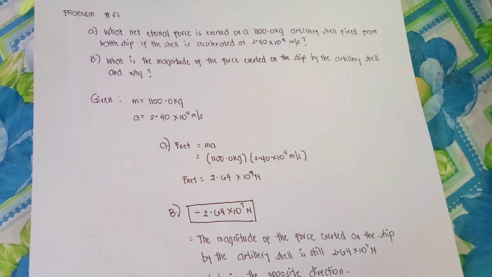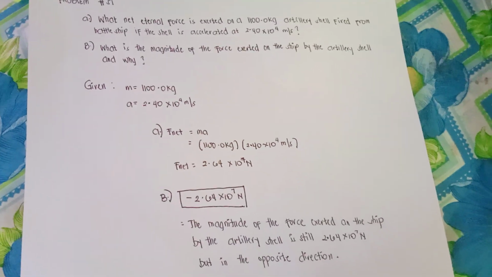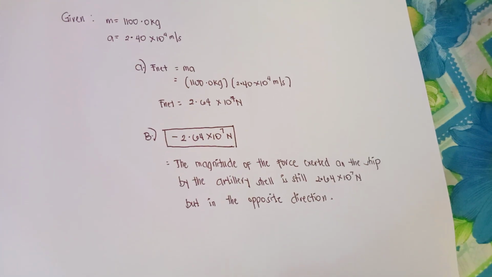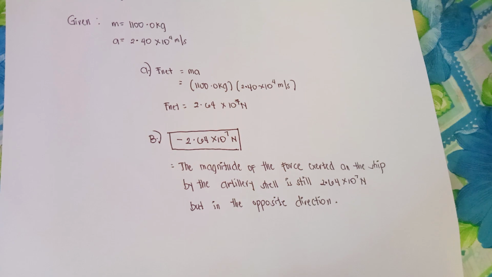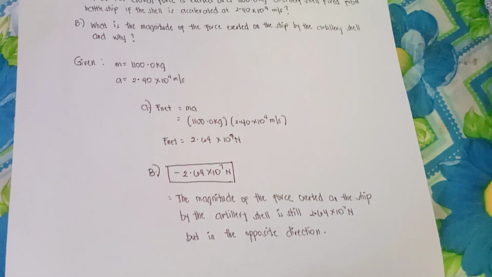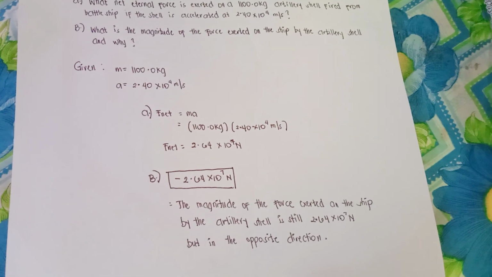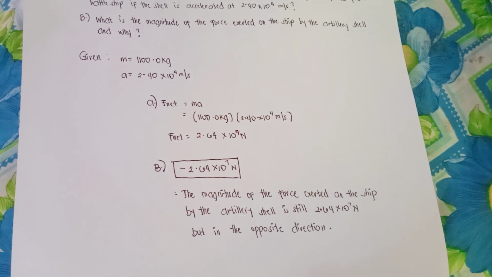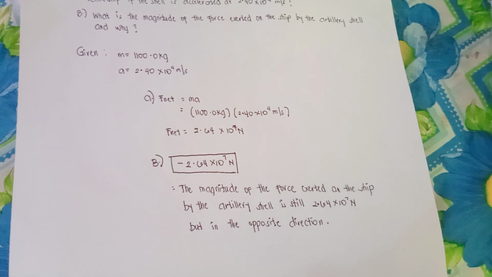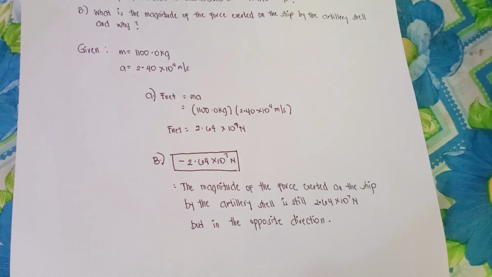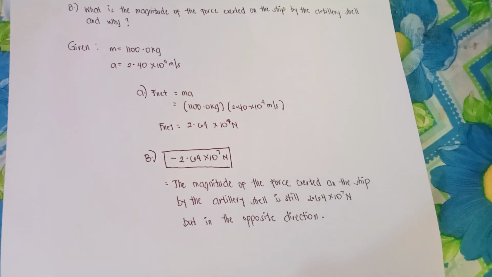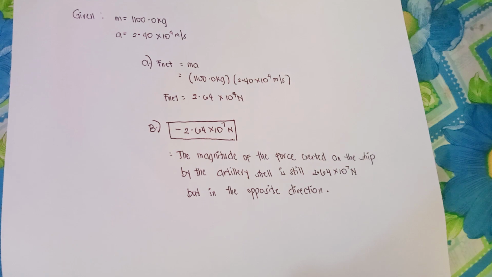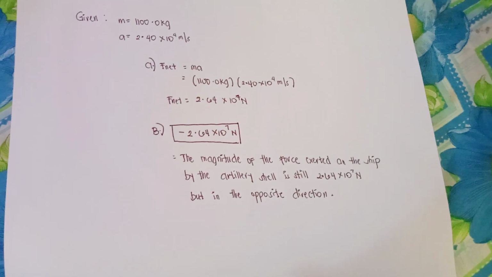And then for letter A, F-net equals M times A, where M equals 1,100.0 kilogram, our mass, and the acceleration is 2.4 times 10 to the power of 4 meters per second squared. F-net is 2.64 times 10 to the power of 7 newtons.